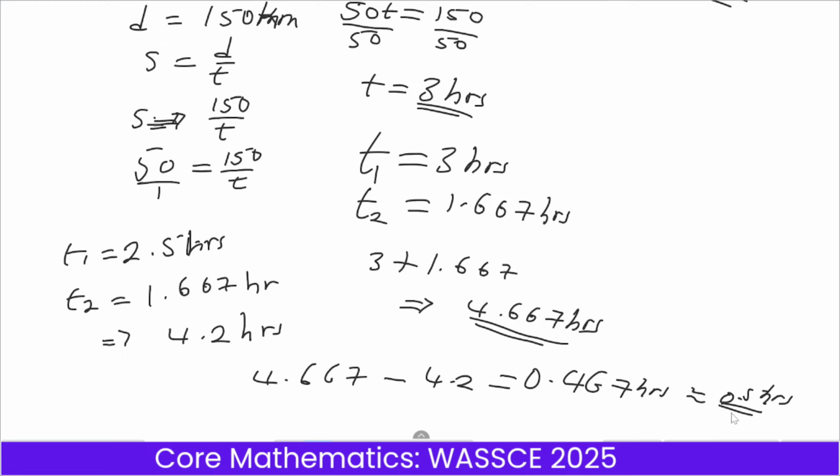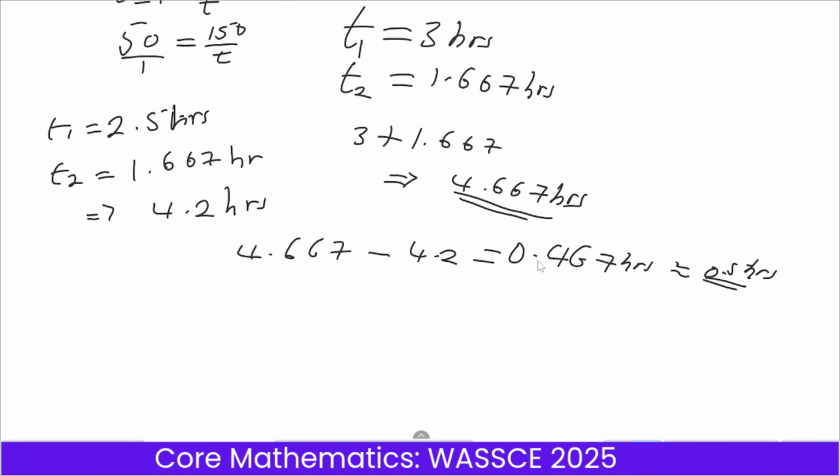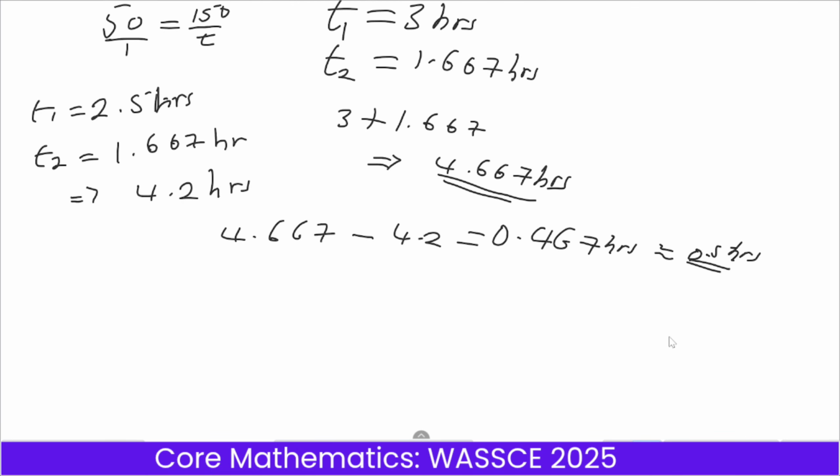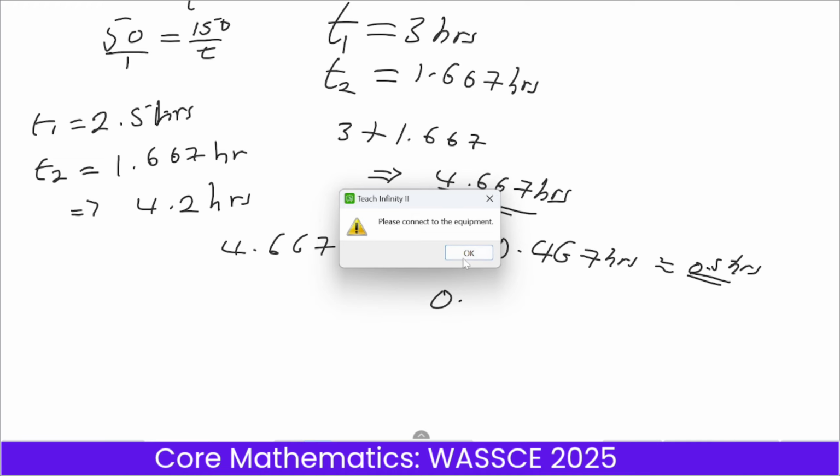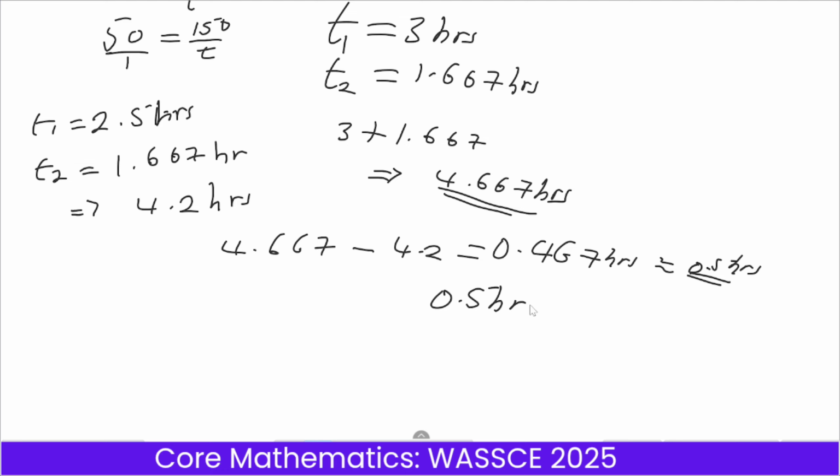And since we know 1 hour is equal to 60 minutes, let's see how we can get this in minutes. So 0.5 hours is like 30 minutes, that is half an hour. So we have 0.5 hours, that is 30 minutes. So this tells us that the entire journey has an addition of 30 minutes.